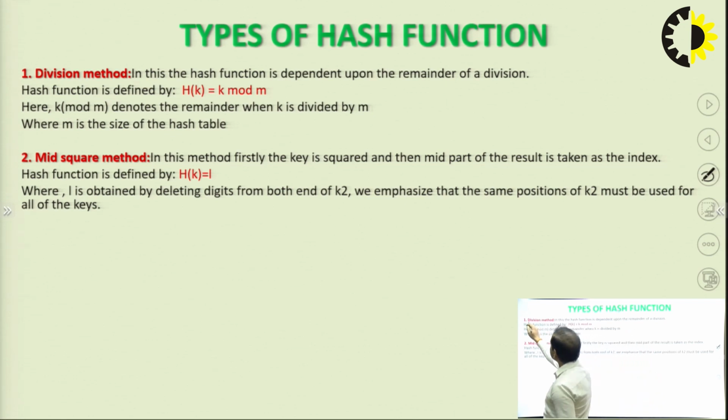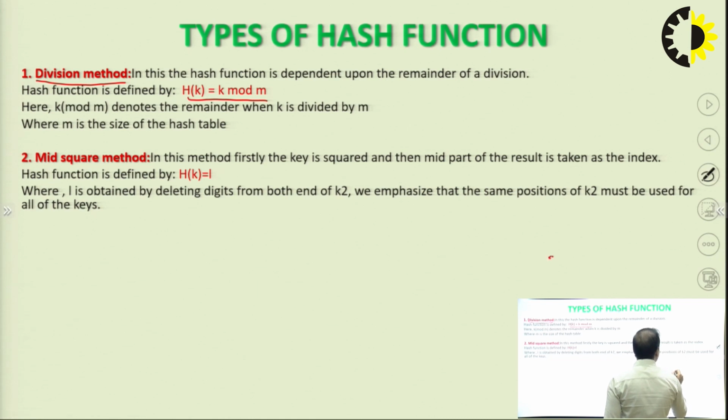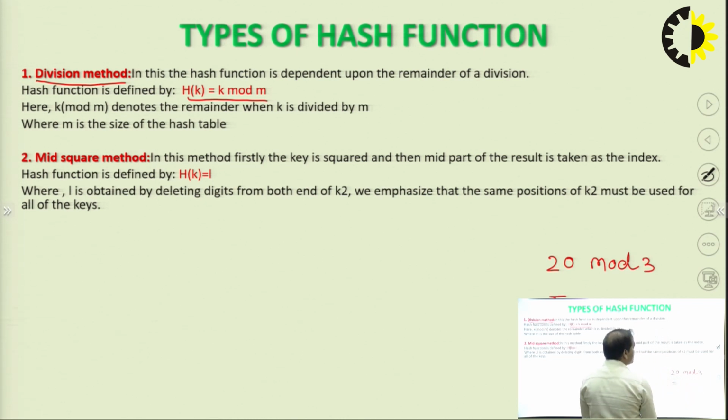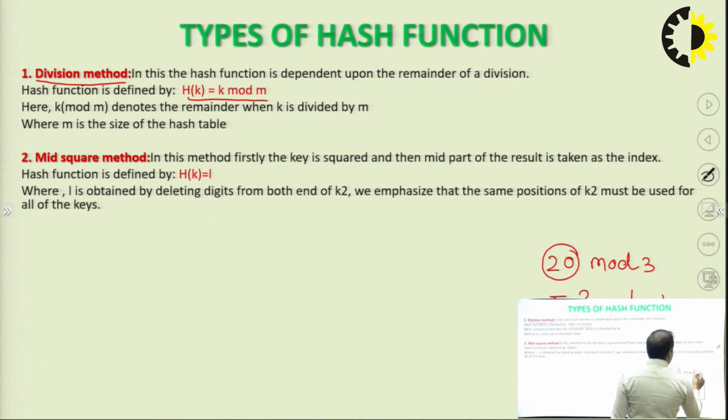The first one is the division method. In this method, the hash function depends on the remainder of a division. The hash function is defined by h(k) = k mod m. That means we have to define the key value. If the key value is 20 and we compute 20 mod 3, then the output value of this expression is 2. That means the value 20 is stored at location 2. Mod returns the remainder of the given division.